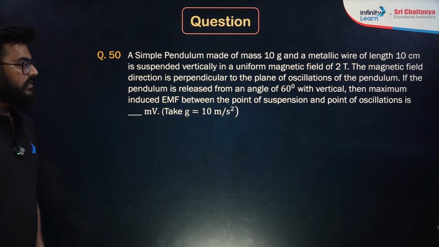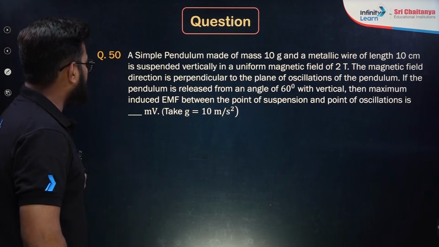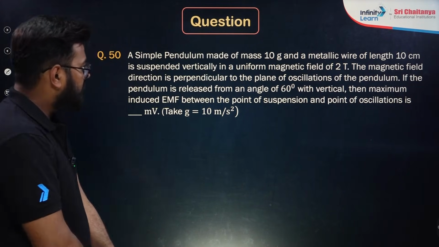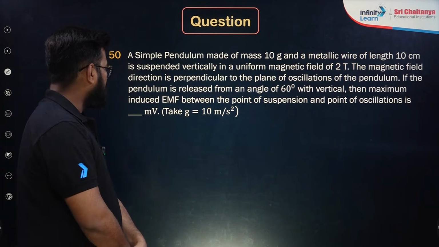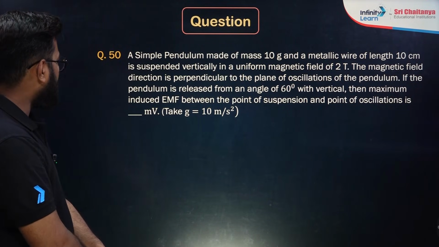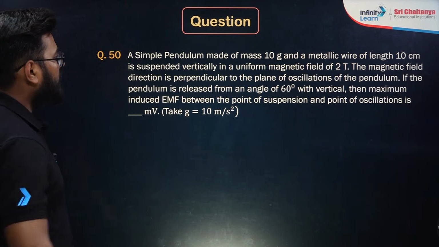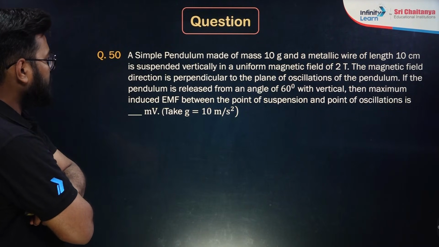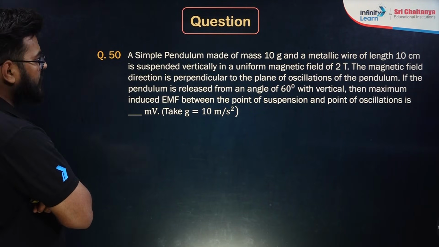A simple pendulum, this is the last problem. A simple pendulum of mass 10 gram and a metallic wire of length 10 centimeter is suspended vertically in a uniform magnetic field of 2 Tesla. The magnetic field direction is perpendicular to the plane of oscillation of the pendulum. If the pendulum is released from an angle of 60 degree with vertical, then the maximum induced EMF between the point of suspension and point of oscillation is asked.